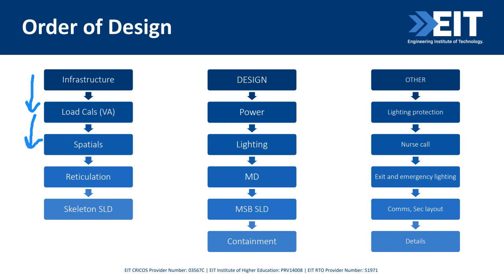We then look at reticulation. So how do we get cabling between those plant spaces from our main switchboard to your second building, or from your main switchboard room to your distribution board? And that will help us come up with a very high level or a skeleton single line diagram. So it's not detailed, it just outlines your key infrastructure. Your switchboards, maybe you have UPS, maybe you've got a main switchboard with 2 distribution boards. We'll work that out through this infrastructure process.